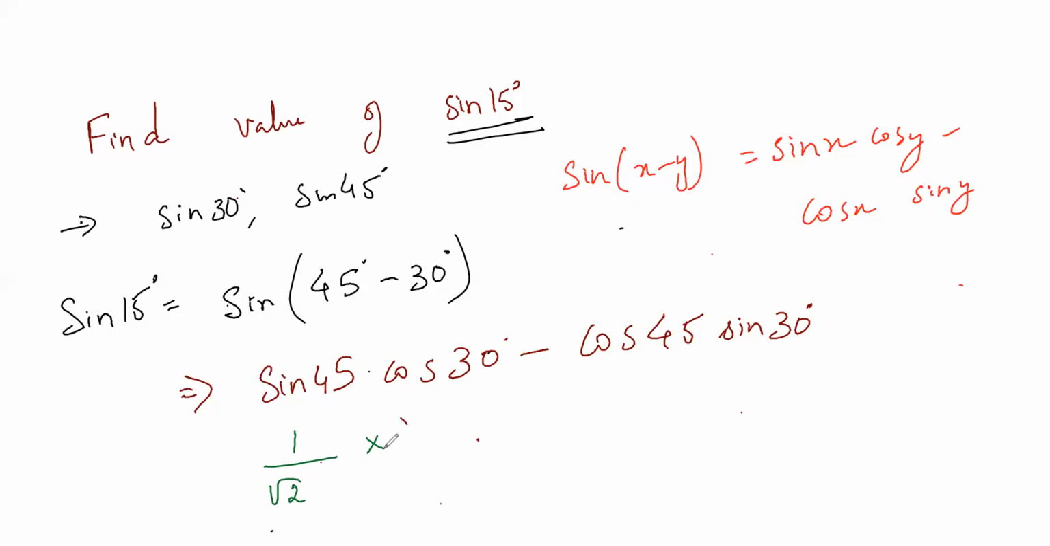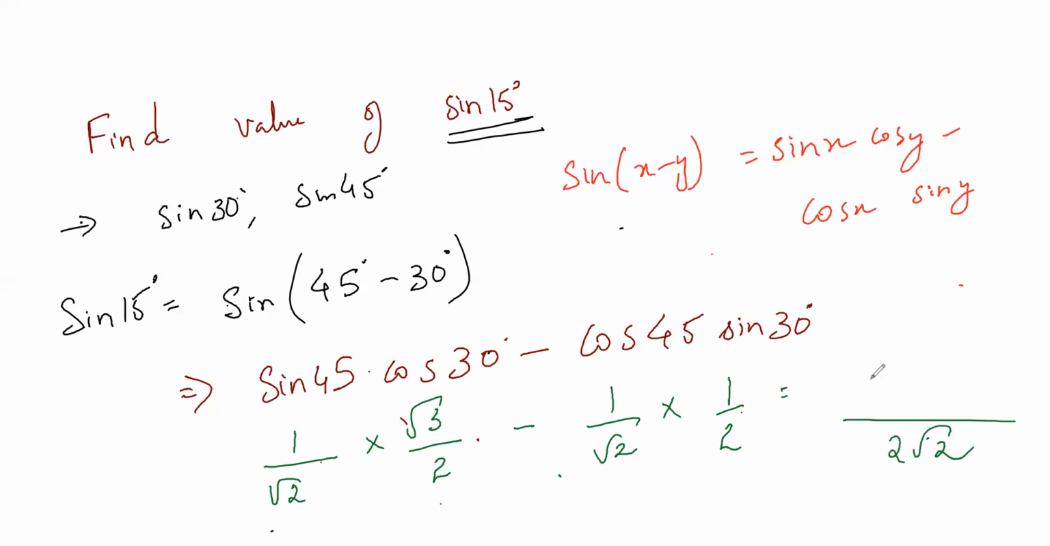Cos 30, what is the value? Root 3 by 2. So we have to be very thorough with the trigonometric table. Cos 45 is again 1 by root 2. Sine 30 is 1 by 2. Correct? So what is the LCM of this? 2 root 2. Root 3 minus 1 by 2 root 2. And all the answers you have to put in a box.